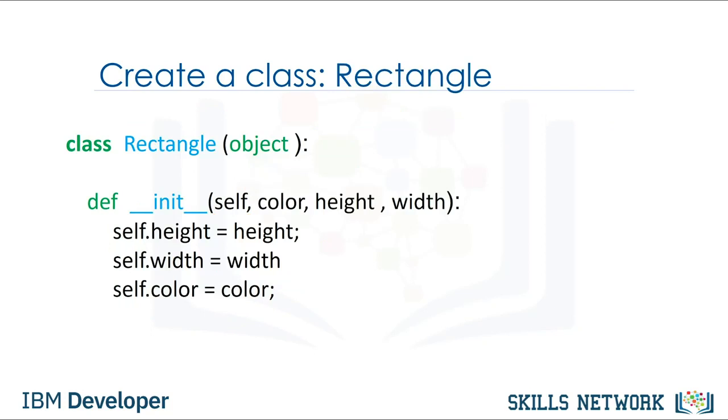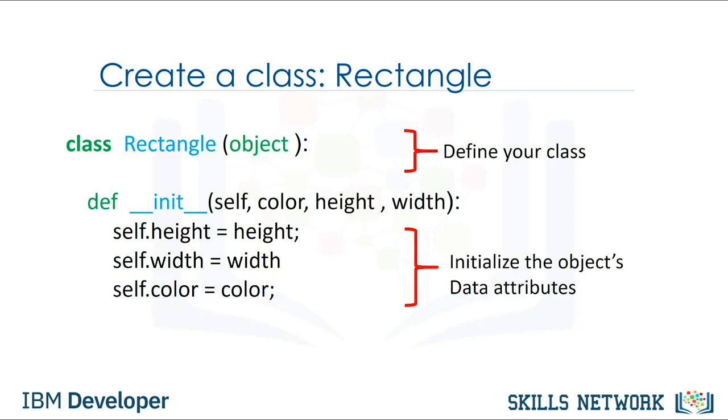Similarly, we can define the class rectangle in Python. The name of the class is different. This time, the class data attributes are color, height, and width.